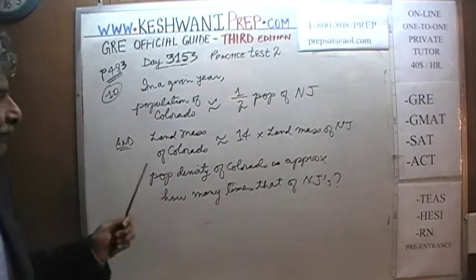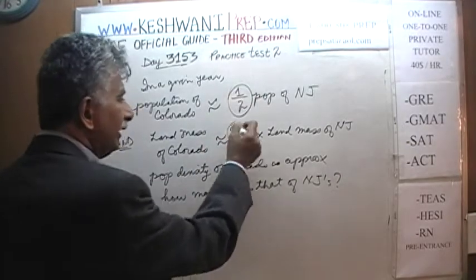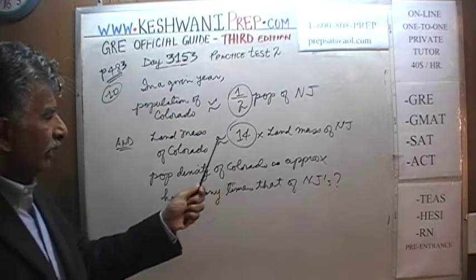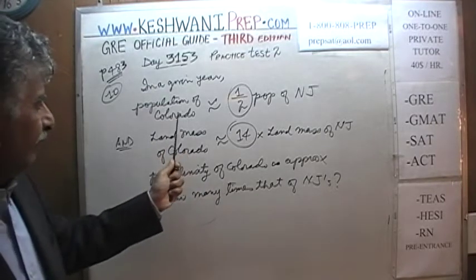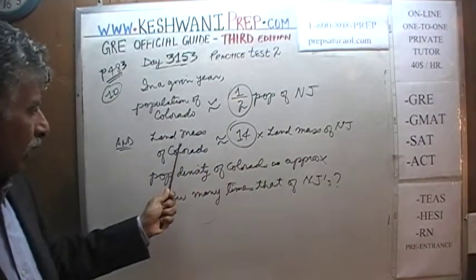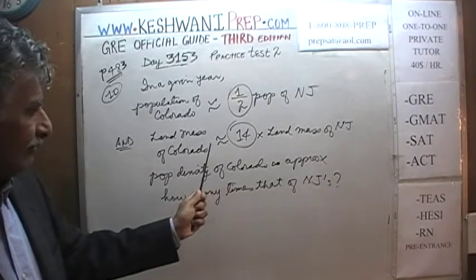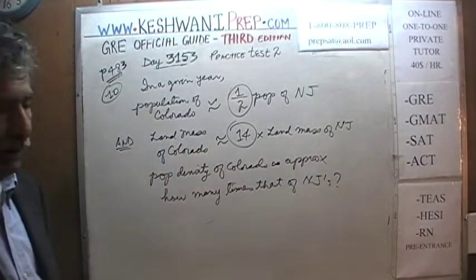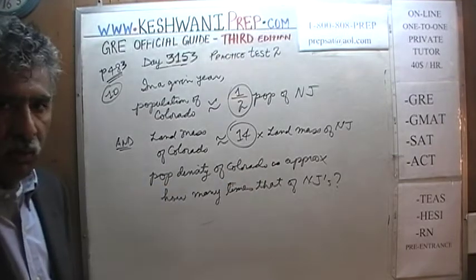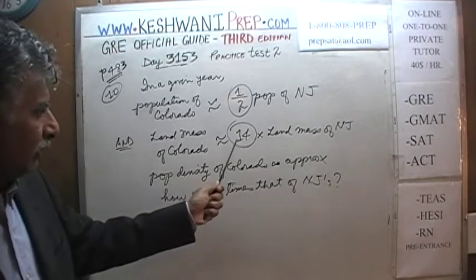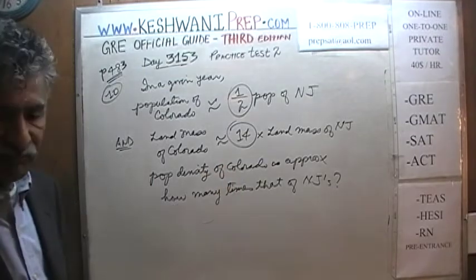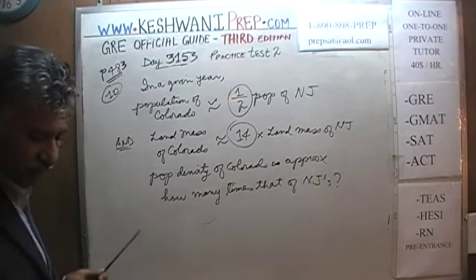Well, it has half the population but 14 times the mass. If it has 14 times the land, in other words, if the population of Colorado was the same as the population of New Jersey, and if Colorado has 14 times the amount of land, then its density would have been 1/14 of New Jersey's. The population density would have been 1/14 of New Jersey if they had the same mass. But not only does it have 14 times the amount of land, it only has half the population. So its density is 1/28.